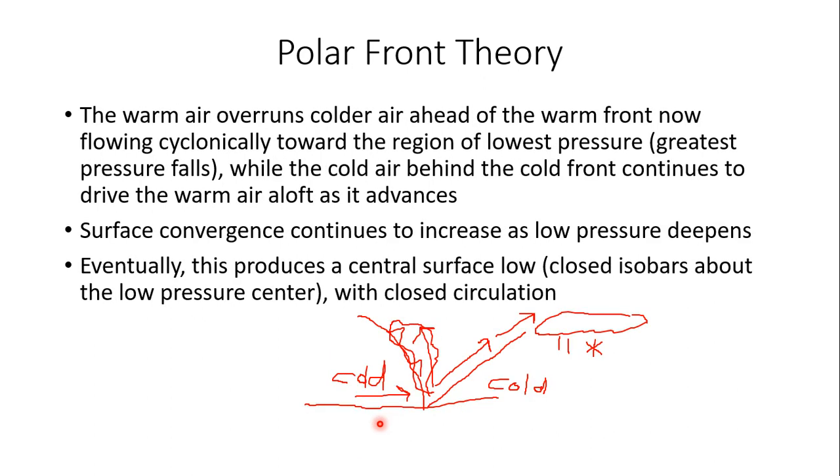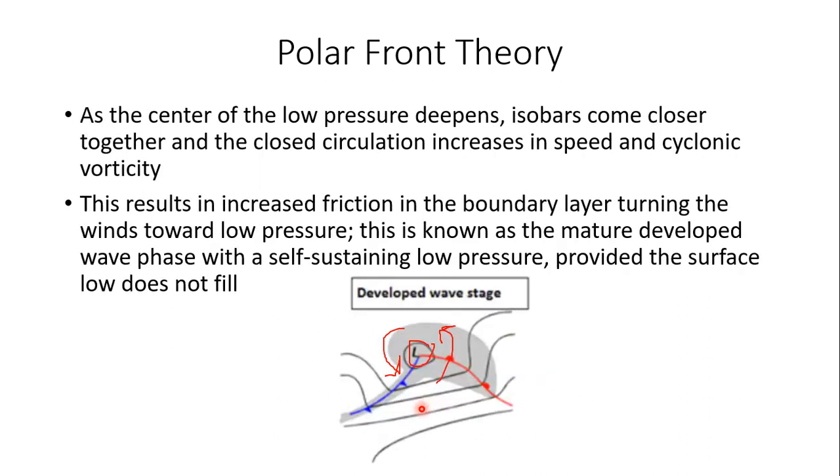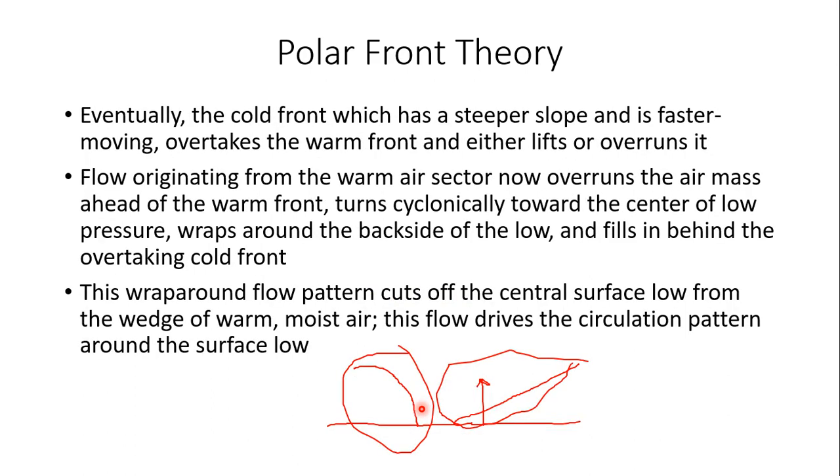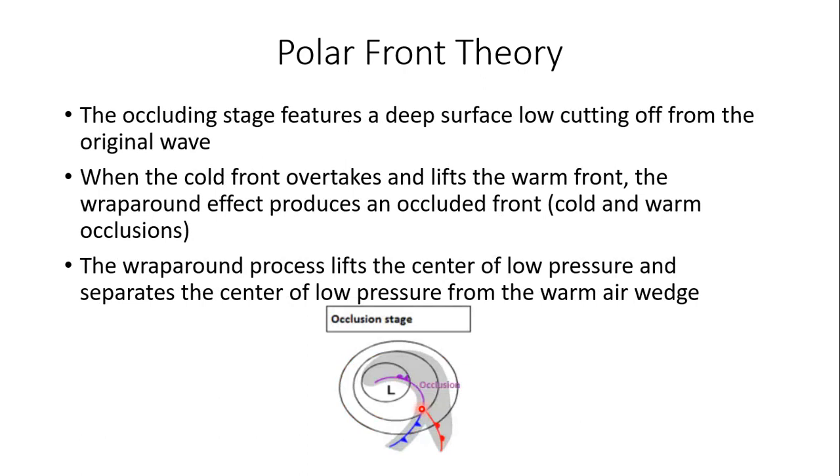And then with time, warmer air, which is much less dense, moves up and over colder, denser air at the surface. That's your warm front. And then the colder air moves in behind the cold front. With a steeper slope, cold fronts move much quicker than warm fronts, which have much shallower slopes. Eventually we get to this developed wave stage where the storm is getting stronger and stronger. Eventually that cold front moves quicker than the warm front, and it tends to overtake the warm front and lifts that warm air off the ground. Eventually this results in an occluding stage.